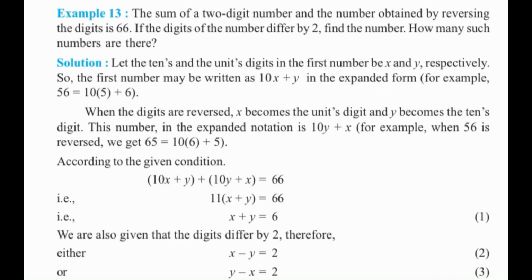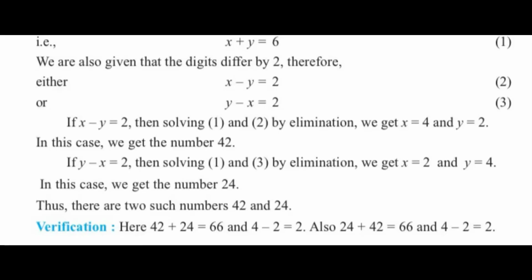Now the second condition given to us is that the digits differ by 2. So there can be two cases. Either x minus y is equal to 2 or y minus x is equal to 2. Because here they have not mentioned which digit is greater, the tens digit or the unit digit, we will take both the conditions. Now let us solve the equations and obtain the values of x and y. Our equation 1 is x plus y is equal to 6 and equation 2 is x minus y is equal to 2 or y minus x is equal to 2.